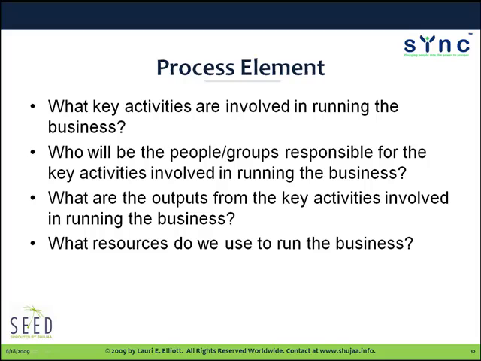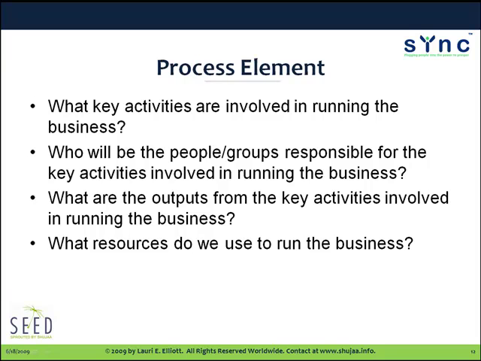When we look at the process element, we want to answer these questions. What key activities are involved in running the business? Who will be the people groups responsible for the key activities involved in running the business? For example, if you're building a car, you might have design groups who design the car. You might then have people who are in charge of developing the manufacturing process. Then you might have a group of people who are responsible for the application of that manufacturing process in assembly. Then you might have another set of people who are in charge of prepping the vehicle for transport.